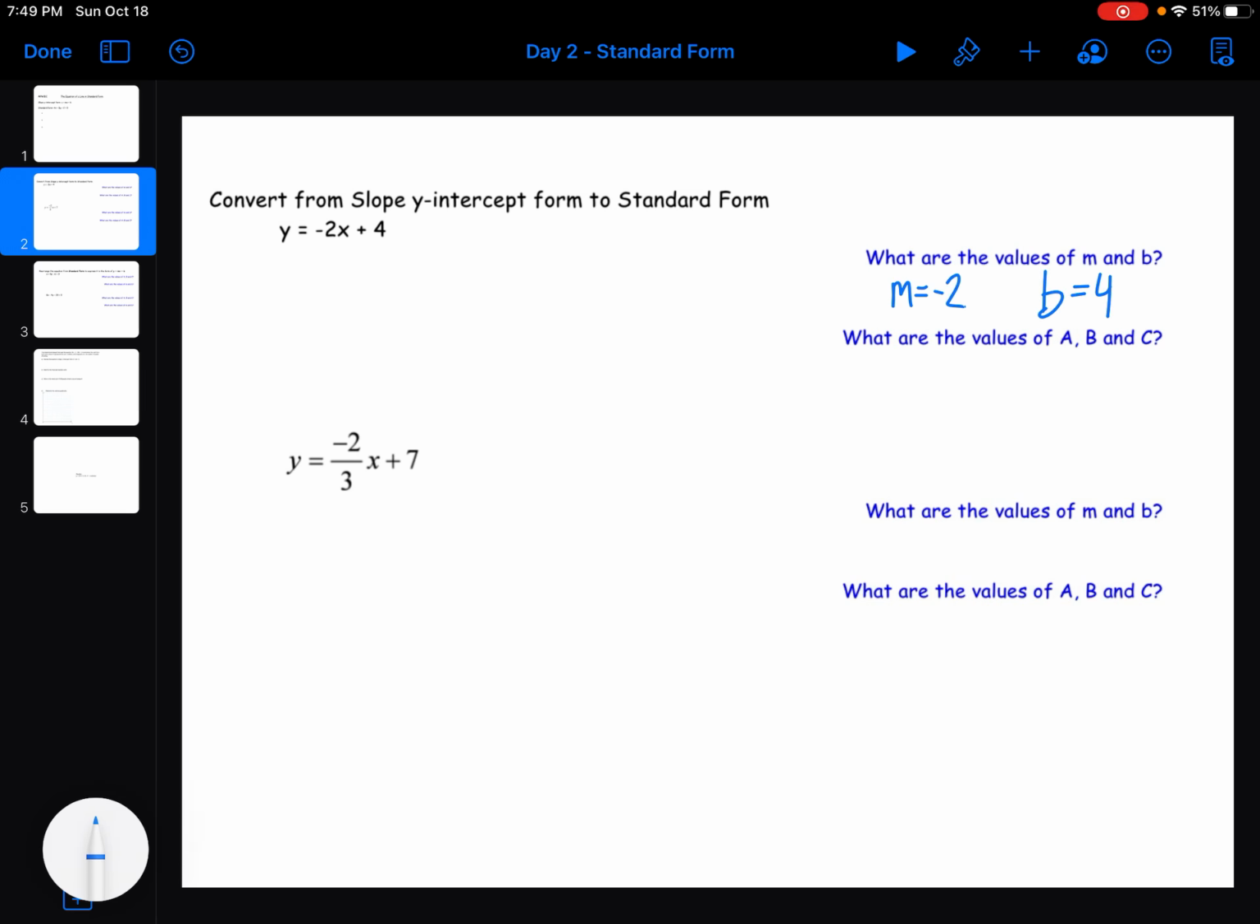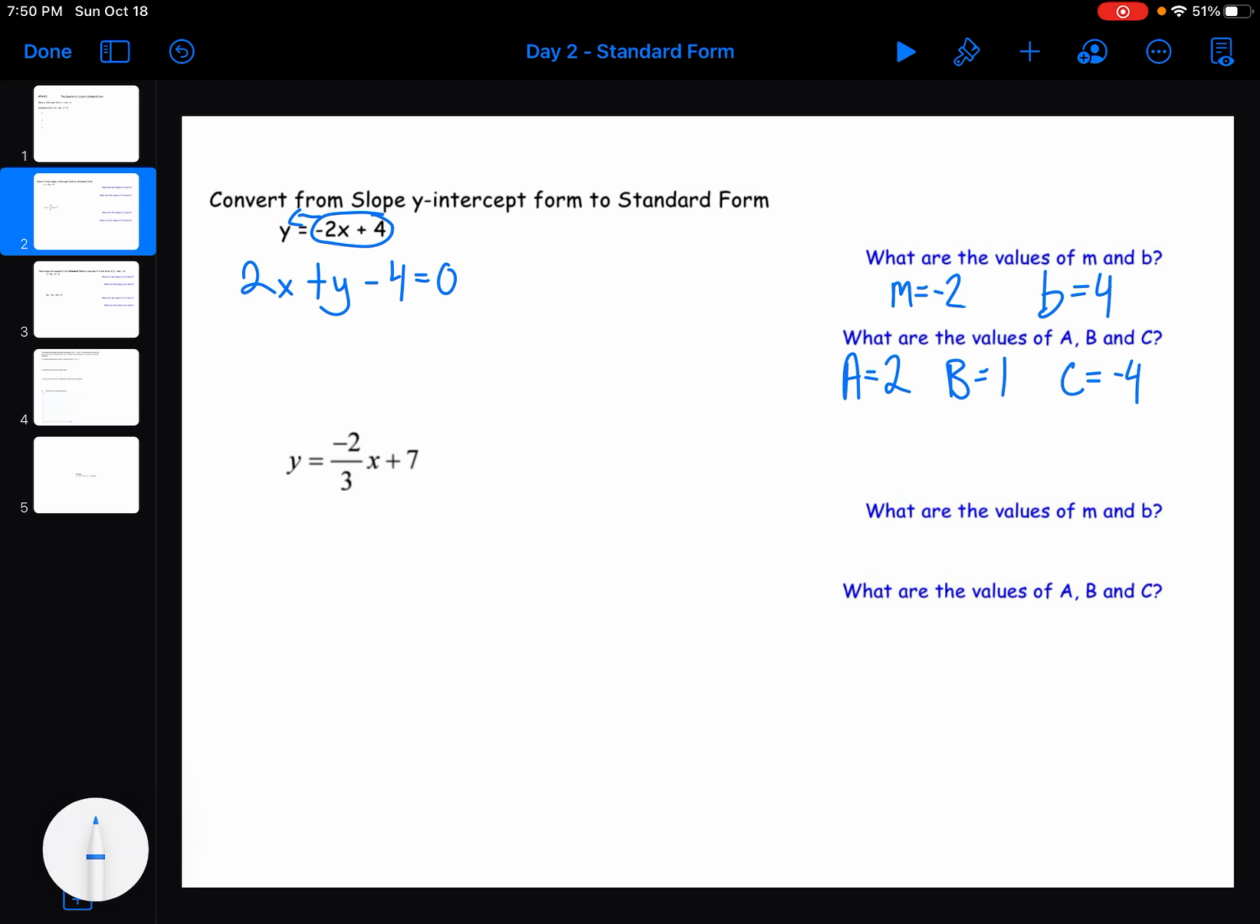Now let's convert this. We need to have a positive x. So that means I need to move these numbers to this side. So I'm going to add 2x. I'm going to leave the y, and then I'm going to make the 4 minus 4. I've switched sides, so the sign changes. Now it's in ABC form. So the a is equal to 2. The b is the number in front of y, but in this case, if there's no number written, it's 1. And the c is the constant at the end, so it's -4.